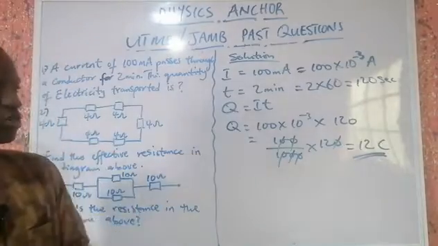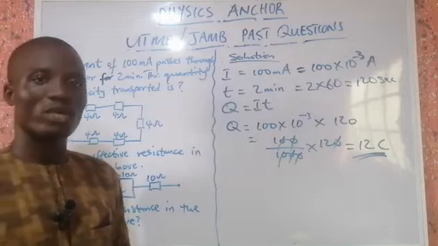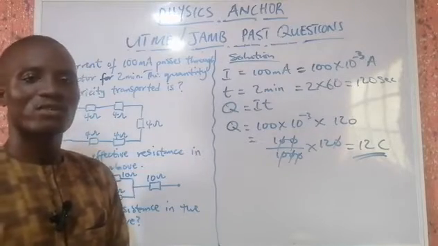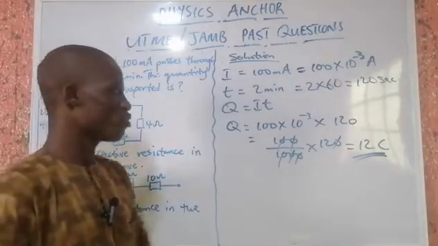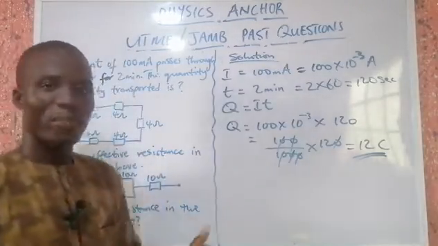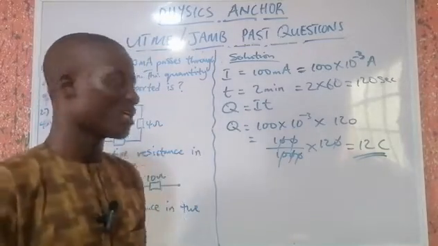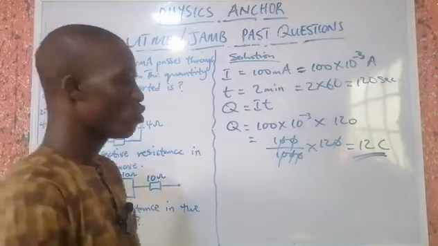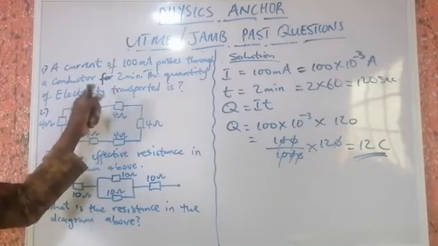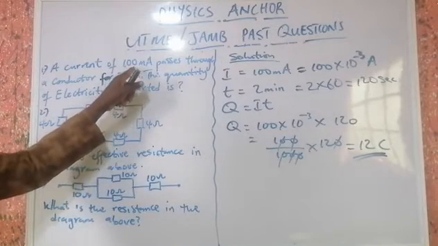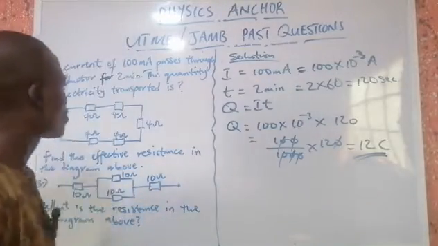I hope you understand this. If you want to understand this the more, you can still visit the topic electrolysis. Even in your chemistry, you have something like this also. So it's just that part that is actually similar to physics and chemistry. So 12 coulombs of electricity must have passed through the conductor for 2 minutes, given that the current is 100 milliampere. So that's the solution for question number 1.